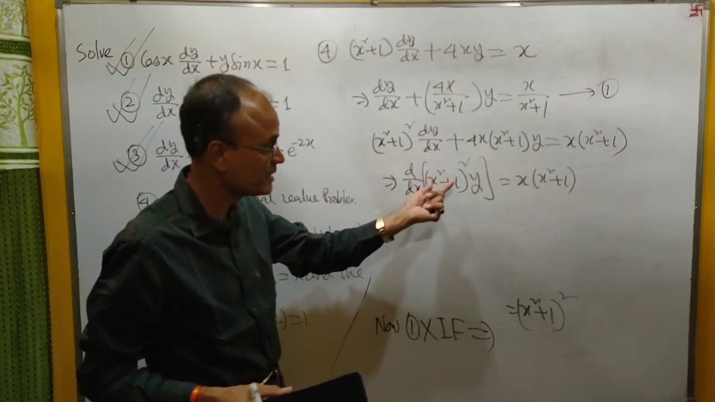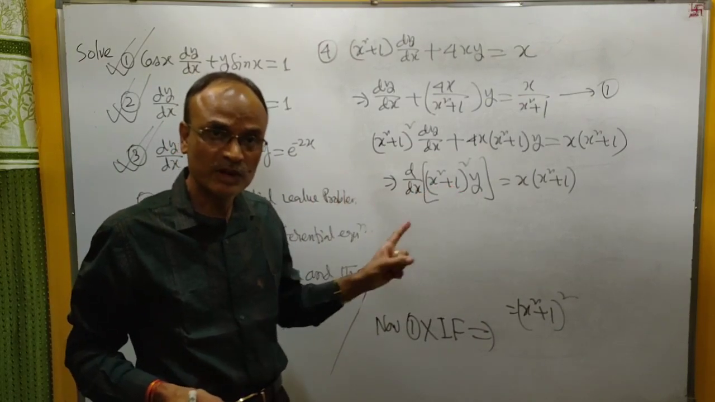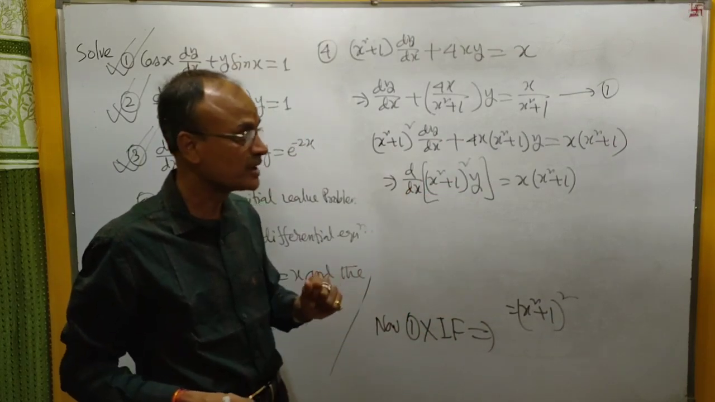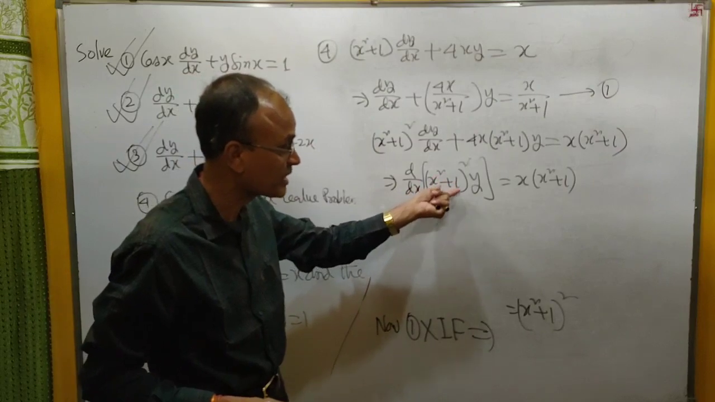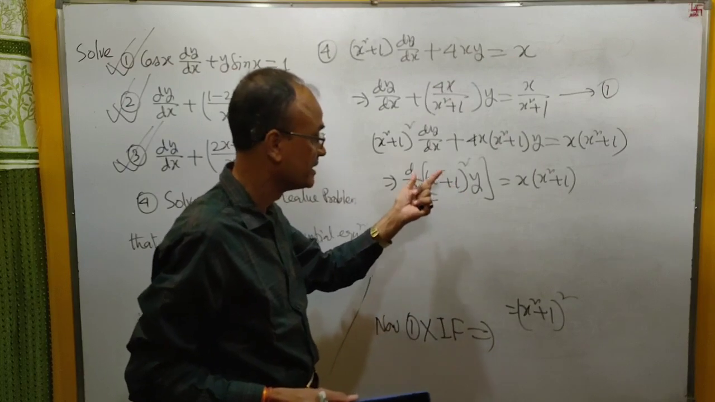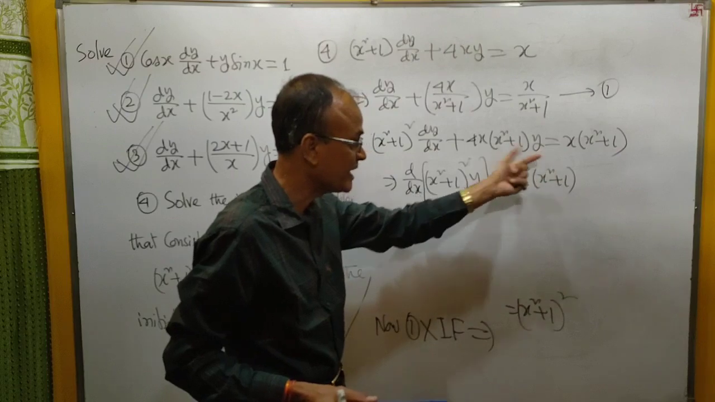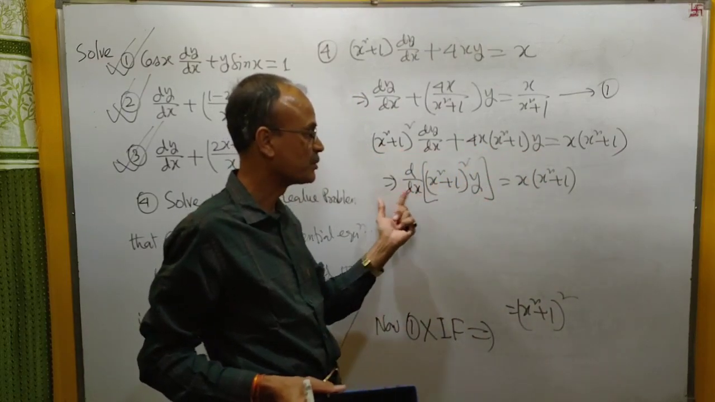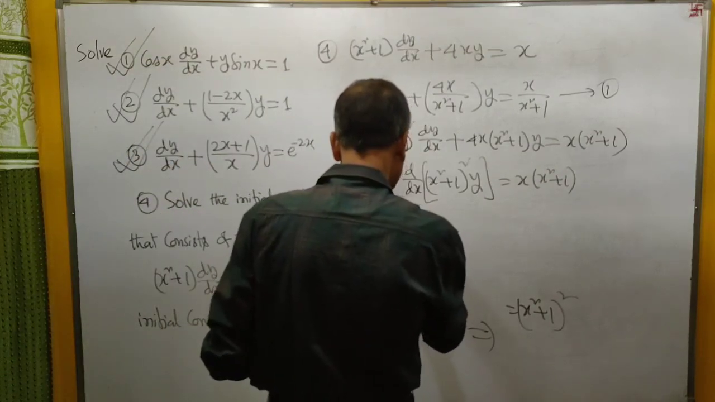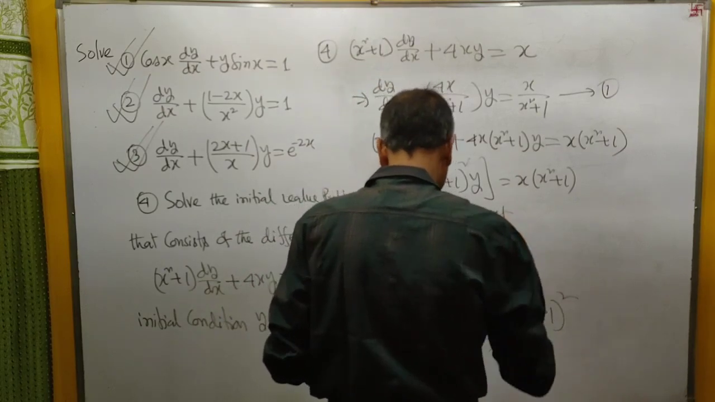Now differentiate, because differentiation of x square plus 1 whole square is 2 times x square plus 1 into differentiation of x square plus 1, which is twice x. 2 times x square plus 1 into twice x is 4x into x square plus 1. Therefore, if you differentiate, it is first function into differentiation of the second function y plus second function y into differentiation of the first function. Therefore, you may write like this. Now integrating we get.